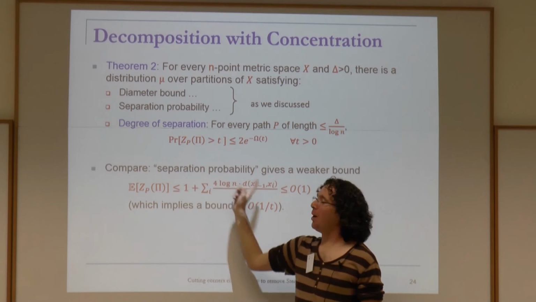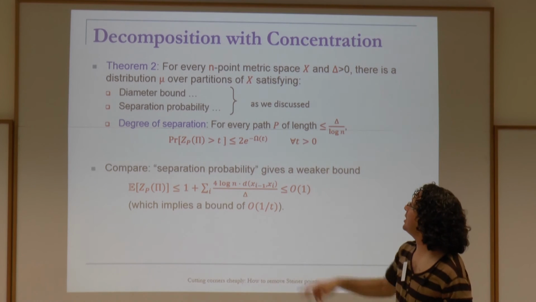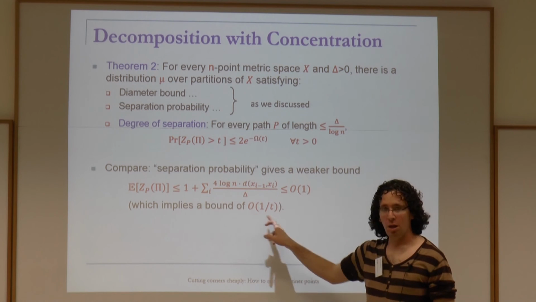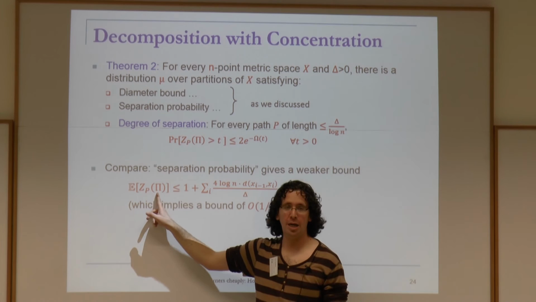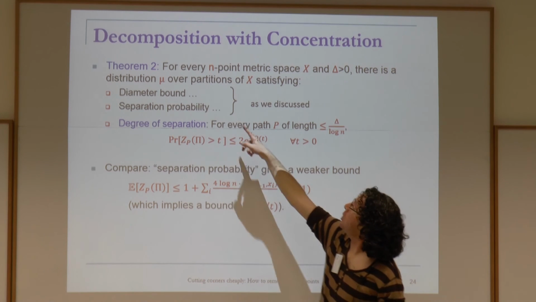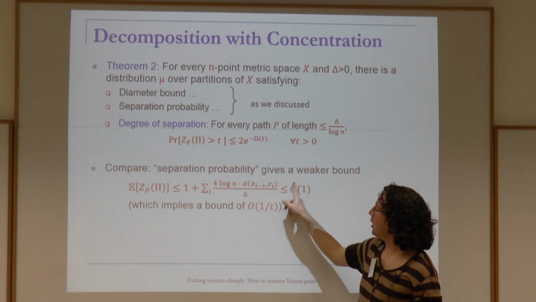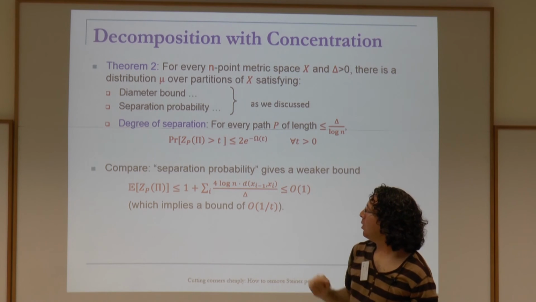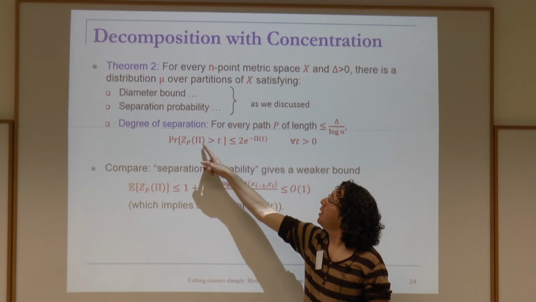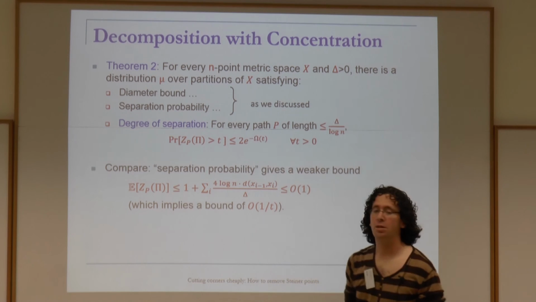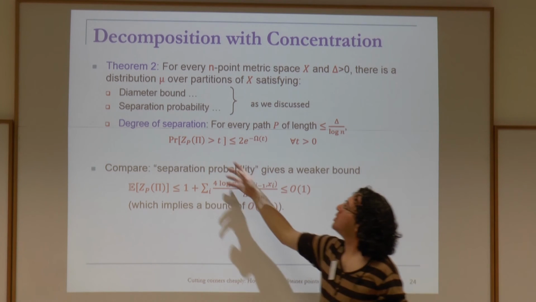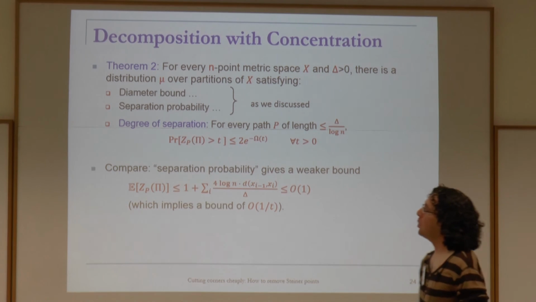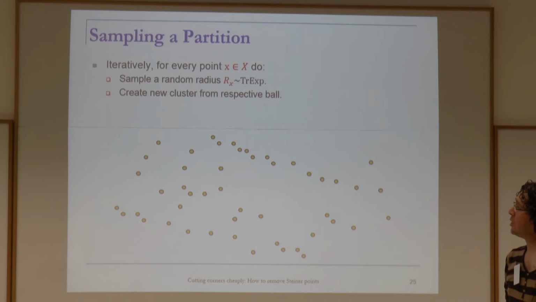So the separation probability alone only gives us a weaker bound. Because if you take the expected size of Z_P by the separation probability, it's a constant. Then you get that the probability that Z_P is larger than t is at most 1 over t by Markov inequality. So using just the separation probability is weaker than what we showed. So how do we prove that such a partition exists?